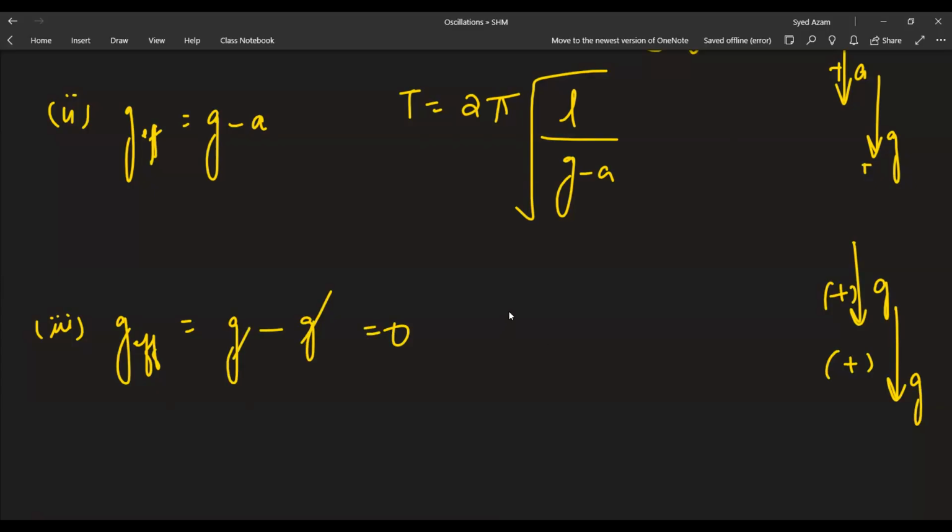If this is 0, what should the time period be? 1 by 0, and 1 by 0 is infinity. So the time period will become infinite if the lift also starts falling with the same value of acceleration due to gravity. Because it is in the denominator, it would be the reciprocal of it, right? So this is the third part.